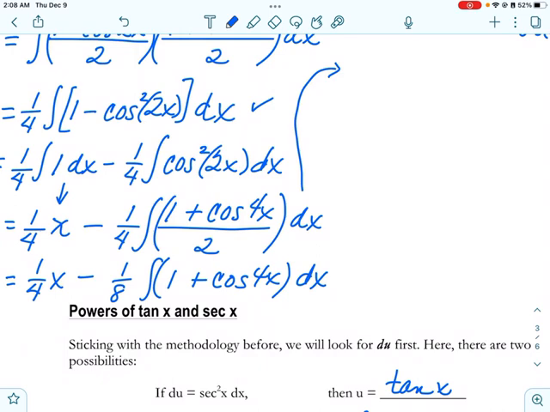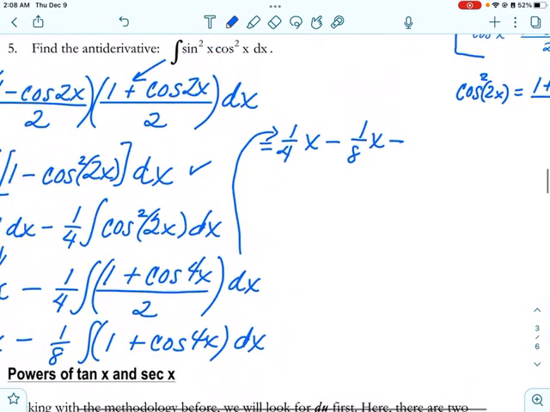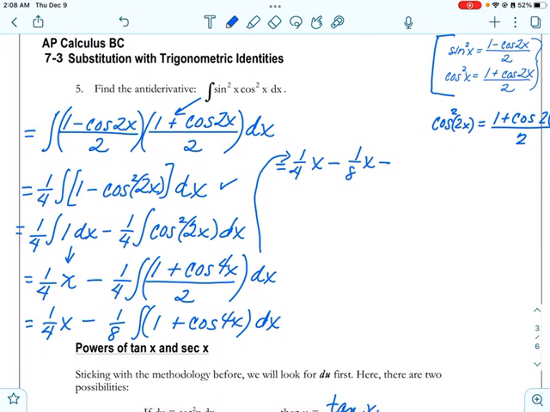So let's see how it goes. I have a 1/4 x out front, and I'm going to put equal 1/4 x, and then I'm going to have a minus 1/8 x, and then I'm going to have another minus that's going to be distributed. And you have to be careful. You already have a 1/4 that you have to multiply by in the first case, but I've factored out a 2, so now it's made it a 1/8. So I have a 1/8 x, and then it's going to be minus 1/8 times the integral of cosine 4x dx.